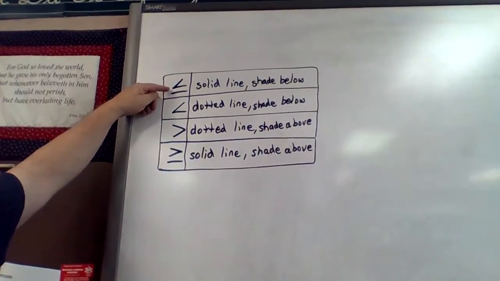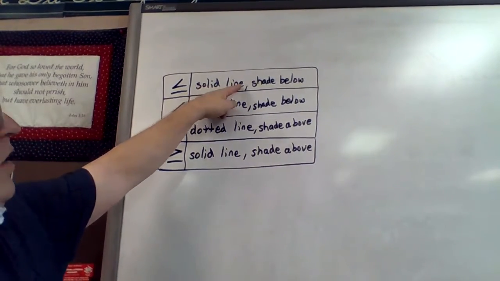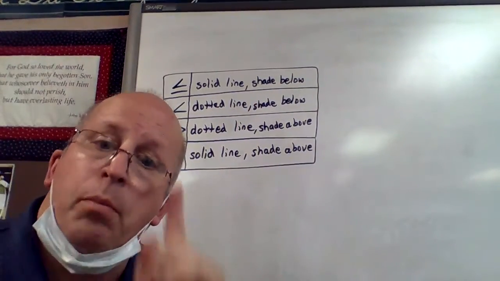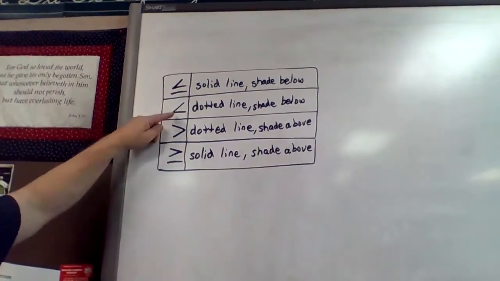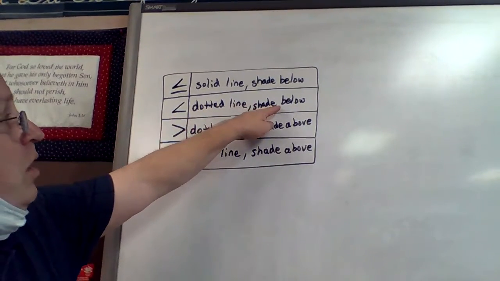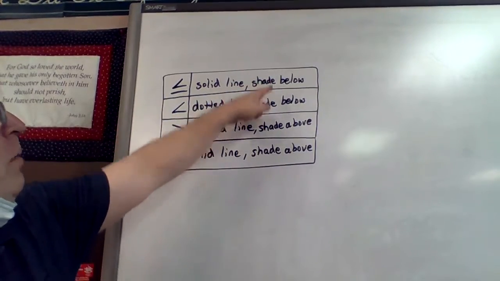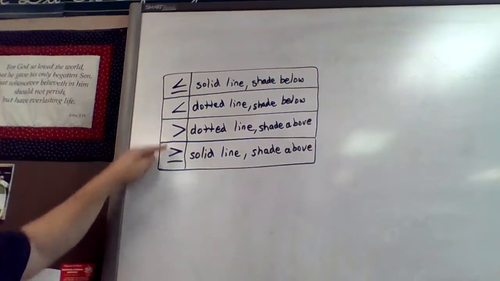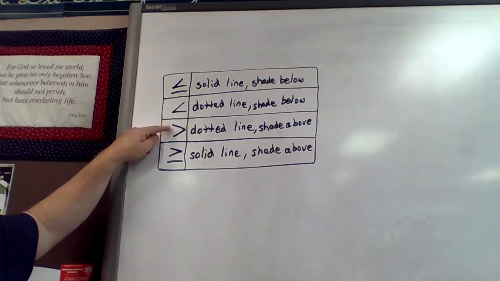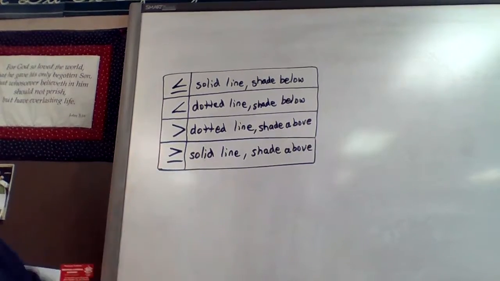When you see this sign, less than or equals, you're going to be using a solid line and you're going to be shading below. I know this doesn't make sense now, but it will in a few minutes. When you see this sign, you're going to make a dotted line and shade below. Do you see the connection? Less than is always shading below. Greater than is always shading above. With the greater than symbol, you use the dotted line. With a greater than or equal symbol, use a solid line.